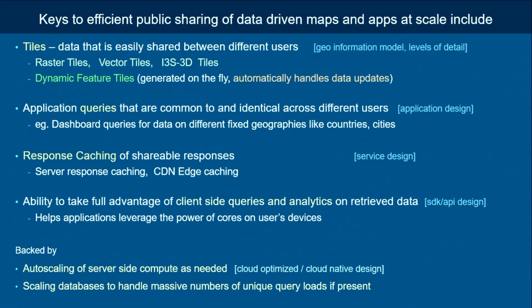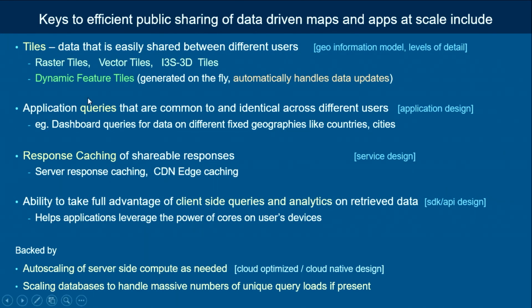So keys to efficient public sharing of data-driven maps and apps at scale include requesting data as tiles. This is probably the most important thing. This allows multiple tiers of caching to get used. So tiles, data that's easily shared between other users. Of course, there are things like raster tiles and vector tiles, but in 3D, there's I3S tiles. And mostly what we're going to be focusing on today is this next point, the dynamic feature tiles. They're generated on the fly, they automatically handle data updates, and I'll show you how that works.